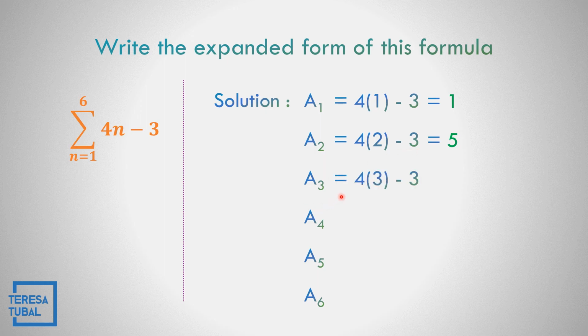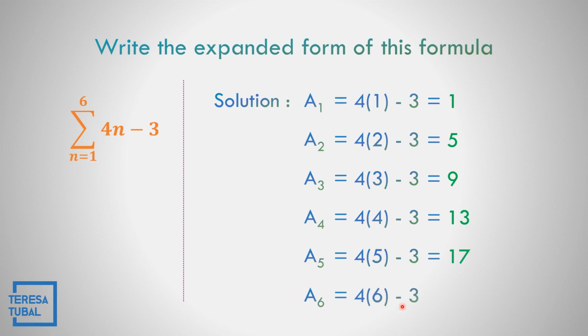Replace the value of n by 3 for the third term. 4 times 3 is 12 minus 3, that is equal to 9. And then the fourth term, 4 times 4 is 16 minus 3, the answer is equal to 13. And the fifth term, that is 4 times 5 is 20 minus 3, the answer is equal to 17. Last, the sixth term, 4 times 6 minus 3, so the answer is equal to 21.